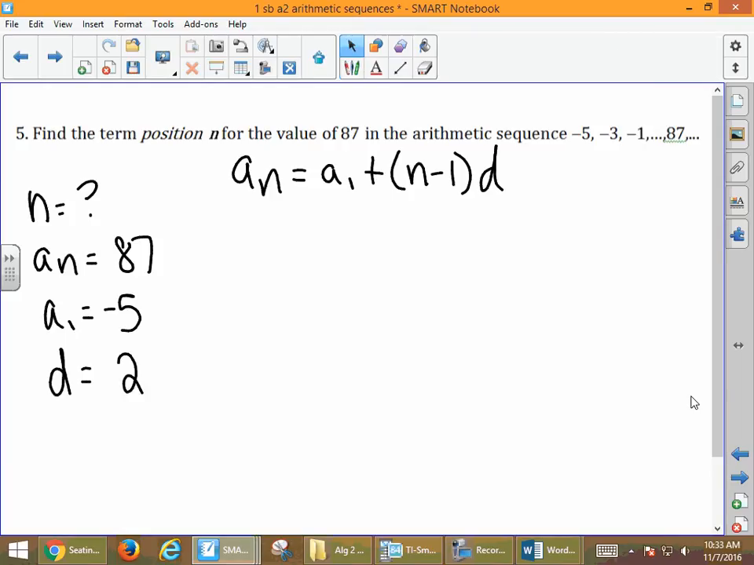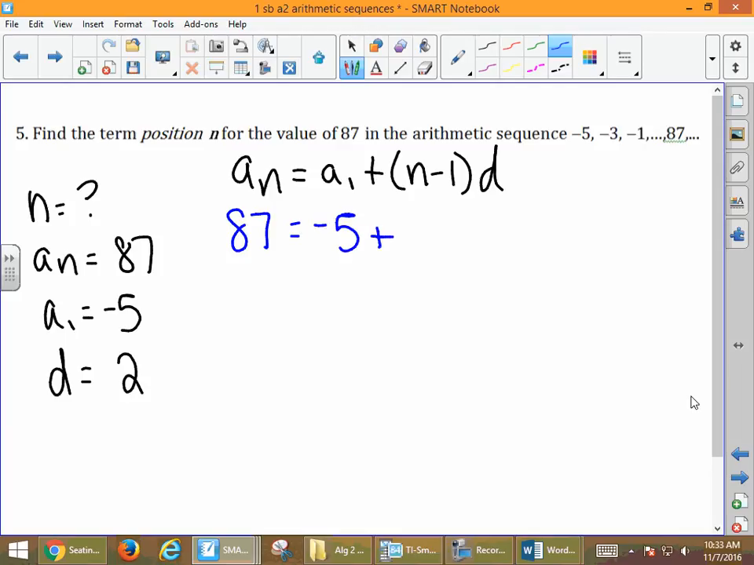And we're going to put those values back into our equation now. A sub n is 87. A sub 1 is negative 5. We don't know what n is, but we know that our common difference is a 2.